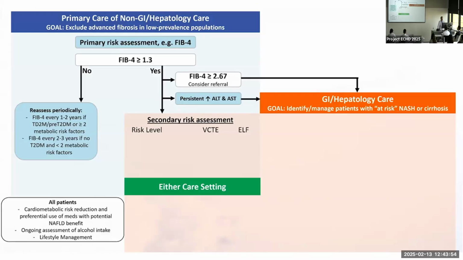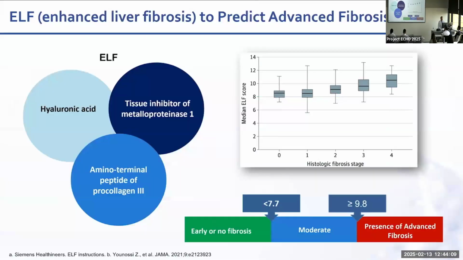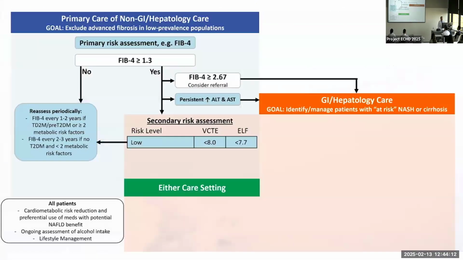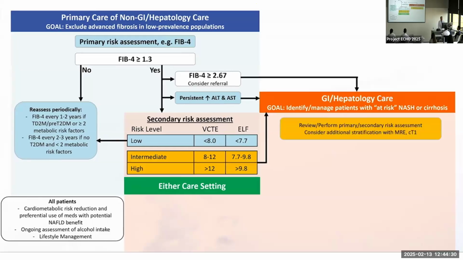In conditions like Lubbock, we can reach vibration-controlled transient elastography like FibroScan, or you can order ELF. You can see the FibroScan or the ELF here. They still have these low and high cut points. If the cut points are low, it means no fibrosis, then primary care providers can reassess in 1, 2, or 2 to 3 years. If it is intermediate or high, then refer to GI.